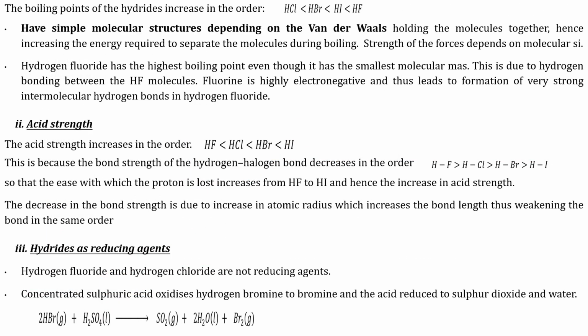Alright, so now let's proceed with the explanations that I've just given. So they are telling us that the boiling points of the hydrides increase in this order. Now when you are being asked the order in which boiling points increase, there we use less than signs. So boiling point of hydrogen chloride is less than boiling point of hydrogen bromide, and boiling point of hydrogen bromide is less than boiling point of hydrogen iodide. Similarly applies to the boiling point of hydrogen fluoride.